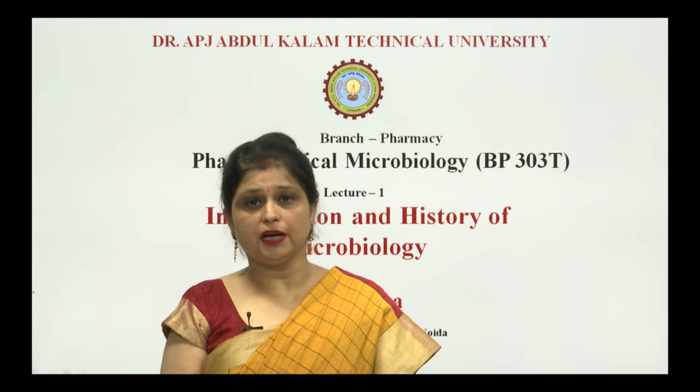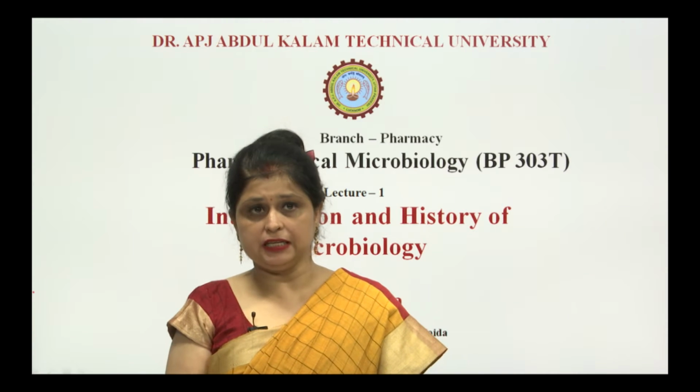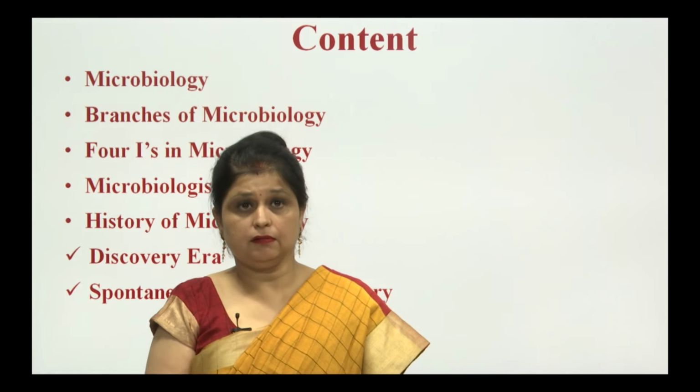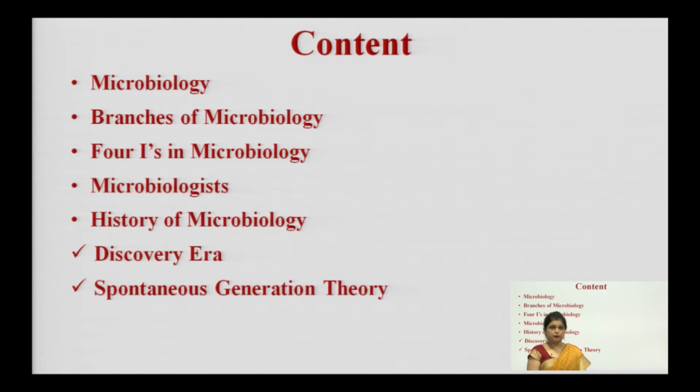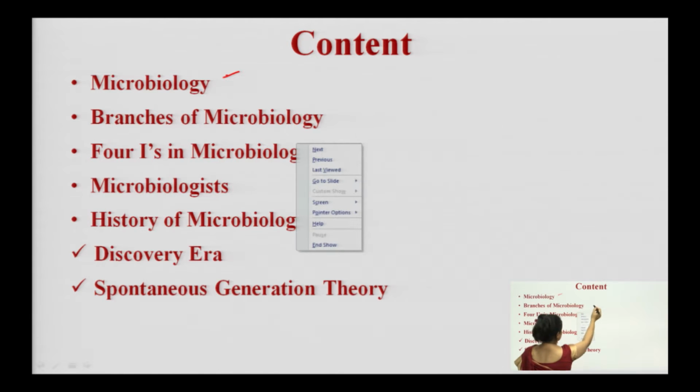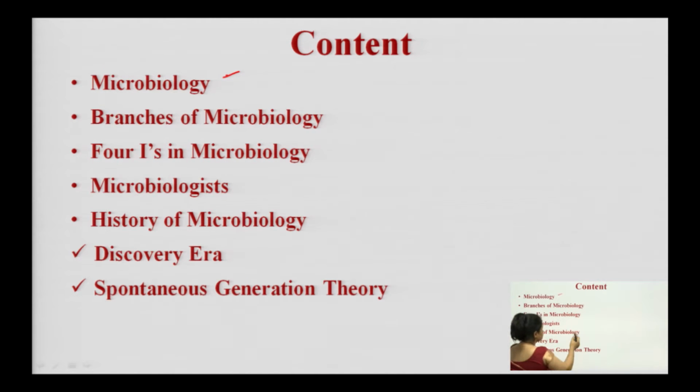Today I am going to start with my subject, Pharmaceutical Microbiology, having code BP303T. The contents which I am going to cover under pharmaceutical microbiology are: first, microbiology; second, the branches of microbiology. After that, I will focus on the four eyes in microbiology. After that, we will cover the role of microbiologists, and we will try to cover the history of microbiology. Under history of microbiology, we will cover the discovery era and the spontaneous generation theory.